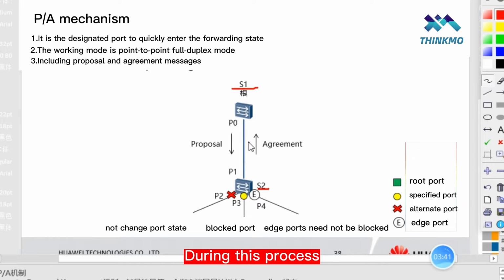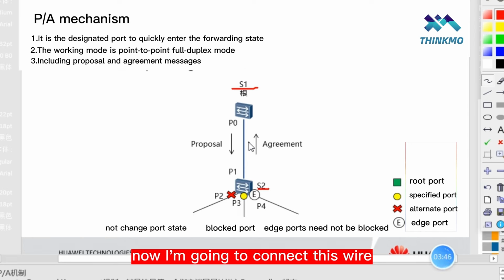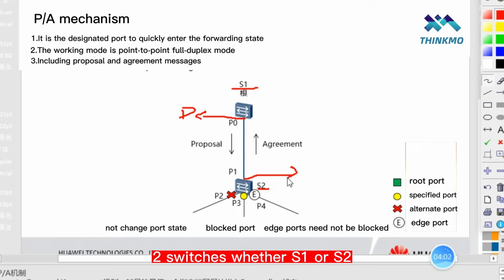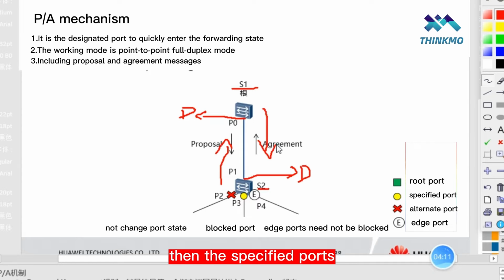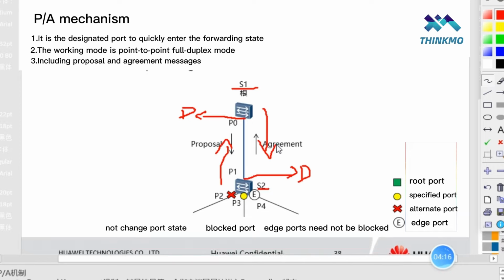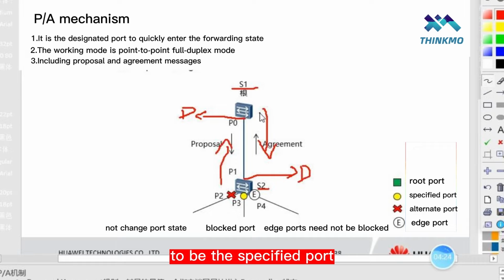During this process, if the two switches are not connected, now I'm going to connect this wire. At this time, the two switches, whether S1 or S2, declare themselves the root bridge. Then the specified ports send corresponding packets to each other. This port starts out identifying itself as the specified port, and this port also considers itself to be the specified port.